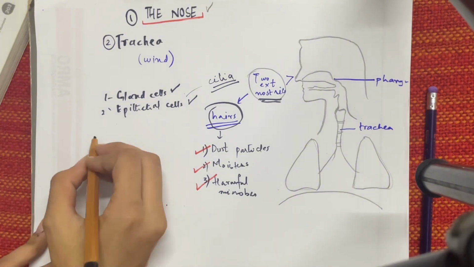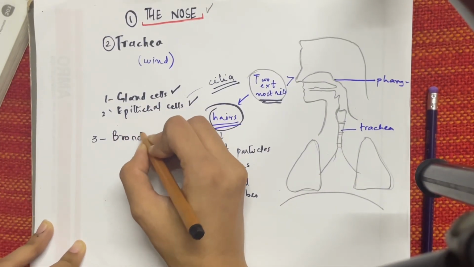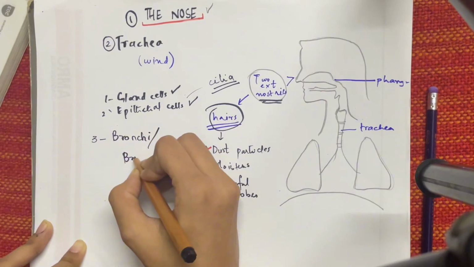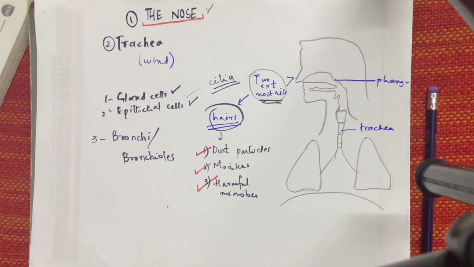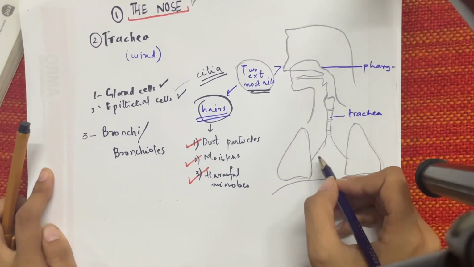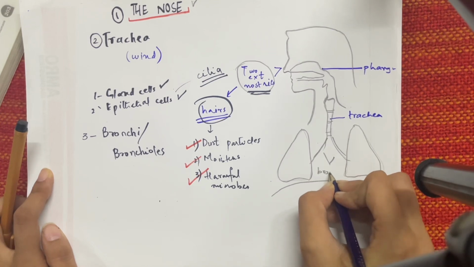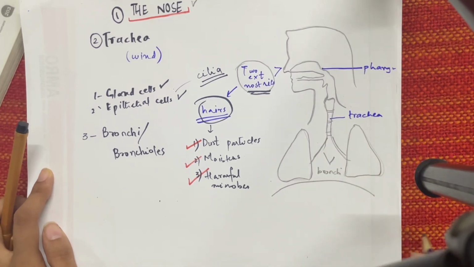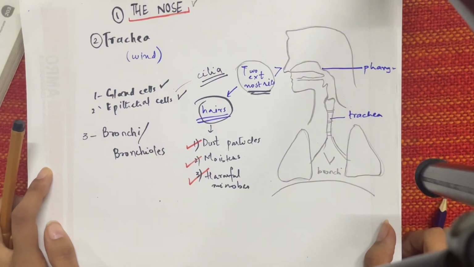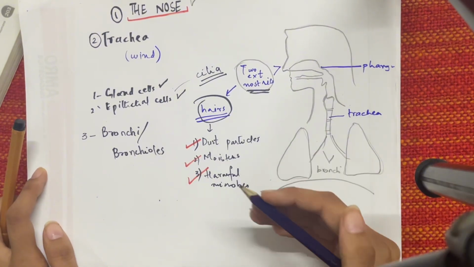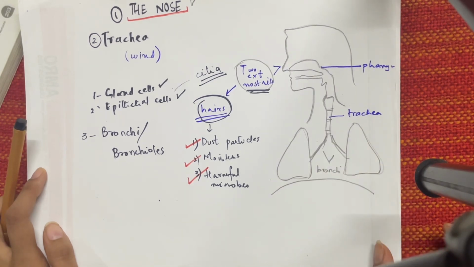After that, number 3, we have the bronchi and the bronchioles. As we have already discussed, the trachea bifurcates into two tubes. These two tubes are known as the bronchi. The singular is the bronchus. Each bronchus carries air into a lung. So the right bronchus carries it into the right lung, whereas the left bronchus carries it into the left lung.